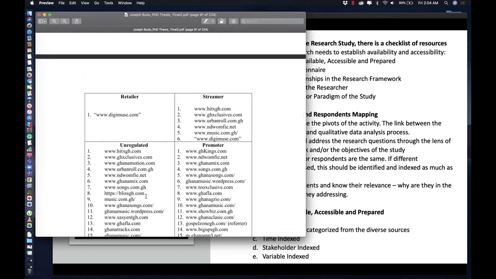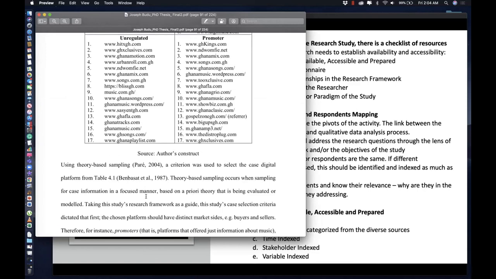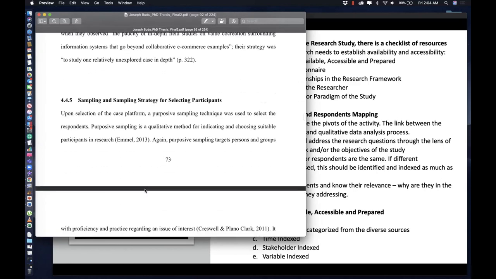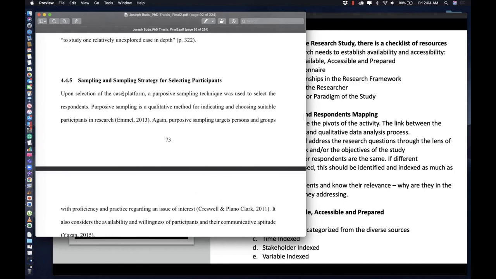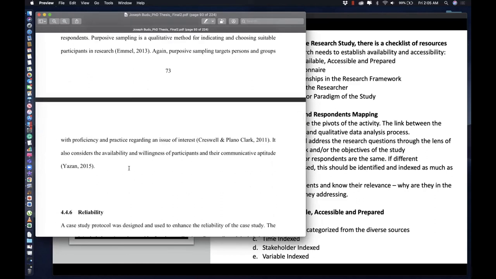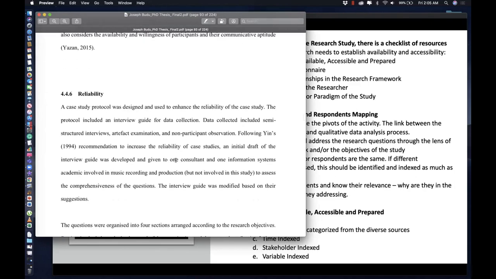So he was even able to categorize the different types of platforms that existed. Then in collecting data from the platforms, he said, upon selection of the case platform, a purposive sampling technique was used to select respondents. Purposive sampling is a qualitative method for identifying and choosing suitable participants for research. So you have to define why you want them. Again, purposive sampling targets persons and groups with proficiency and practice regarding the issue of interest. It considers availability and willingness of the participants and their communicative aptitude. So these are the things that he was looking out for. Okay. So he talks about the reliability.